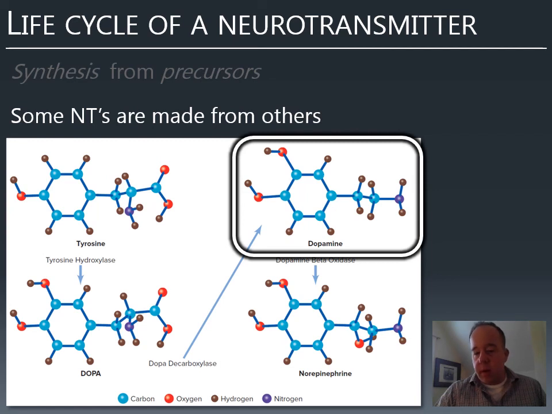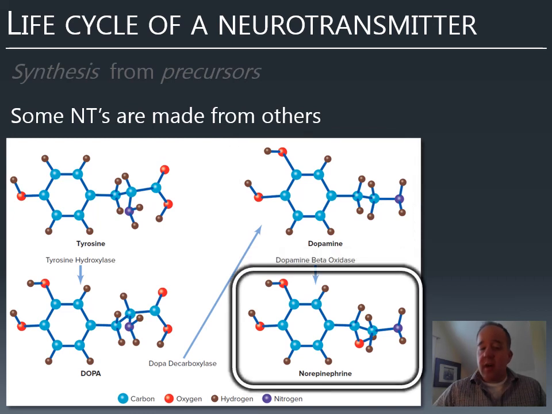So here we have dopamine, one of our neurotransmitters. And again, the previous two molecules are called precursors. And this is one of our important neurotransmitters. But you have to have it before you get norepinephrine, which we see here. And so that is a process of conversion.